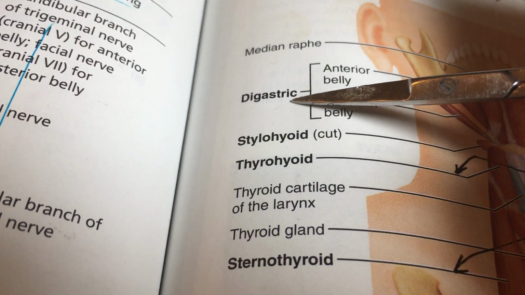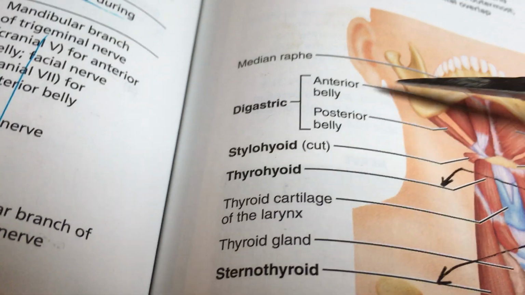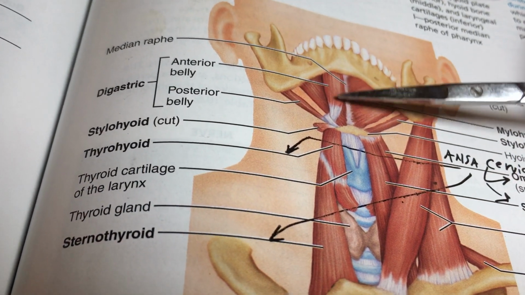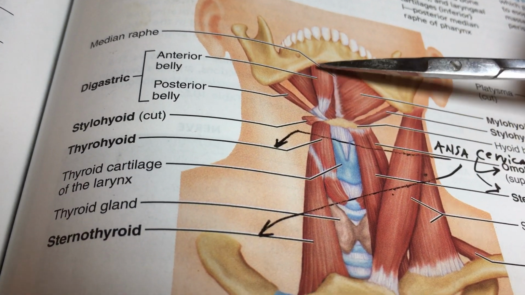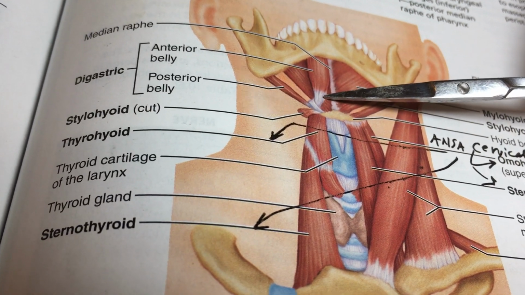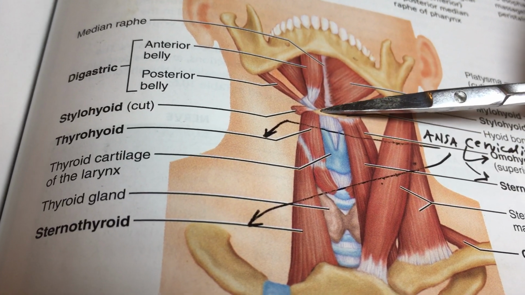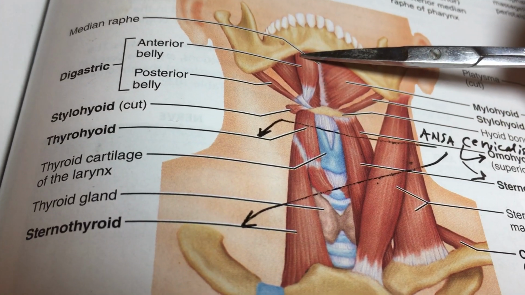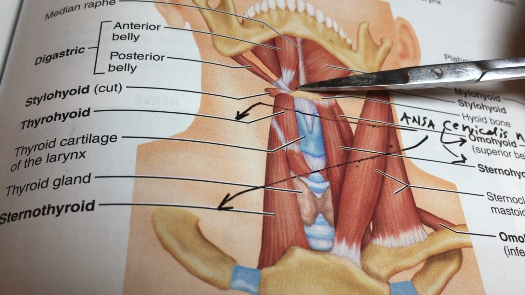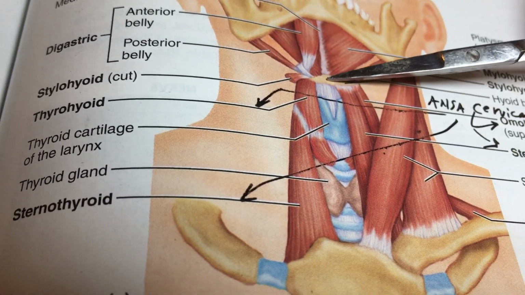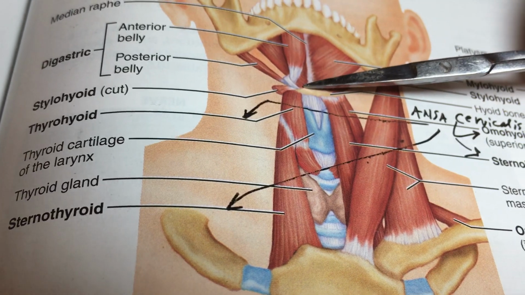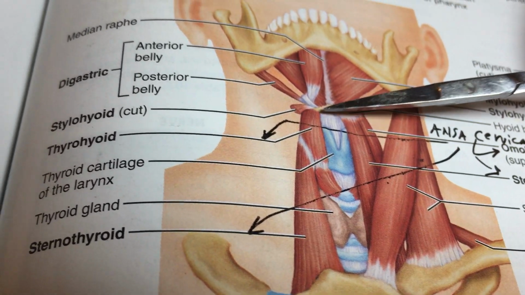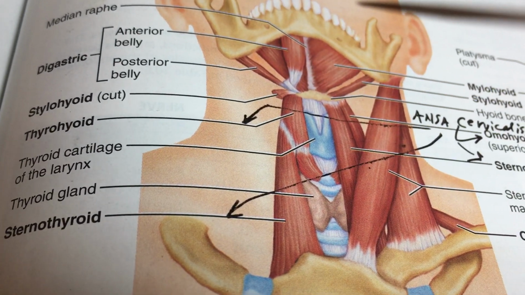Okay, so digastric. It's got an anterior and a posterior belly. When we contract that, we're basically pulling down here on the jaw, and the jaw is quite stable in this position. We're actually elevating the hyoid. So that's the main action of this muscle, to elevate the hyoid.